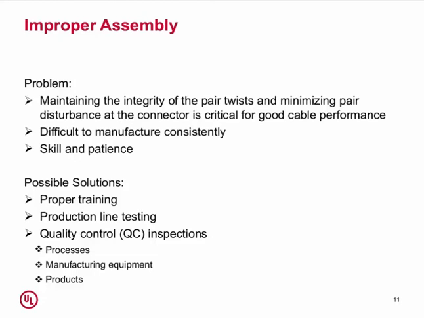seem pretty obvious. Proper training of the manufacturing staff. Checking your production. Do some production line testing. Check continuity 100%, for example. Pull samples once in a while to see how things are going. Do quality control inspections of the processes that you have, the manufacturing equipment that you use, products coming off the line, and maybe even doing some surveillance out in the field, which is what UL does for a lot of our programs.